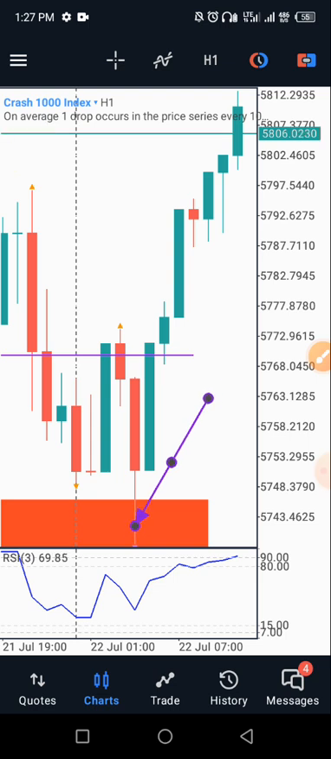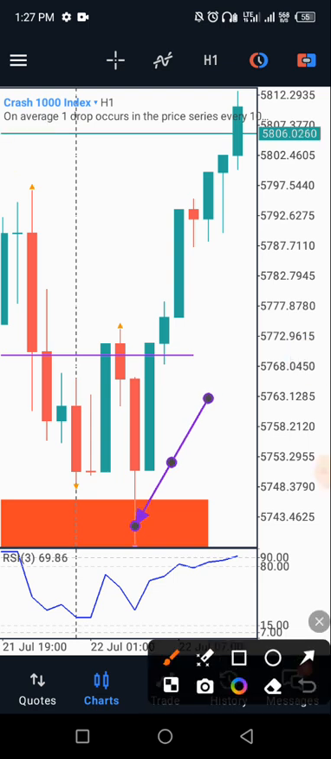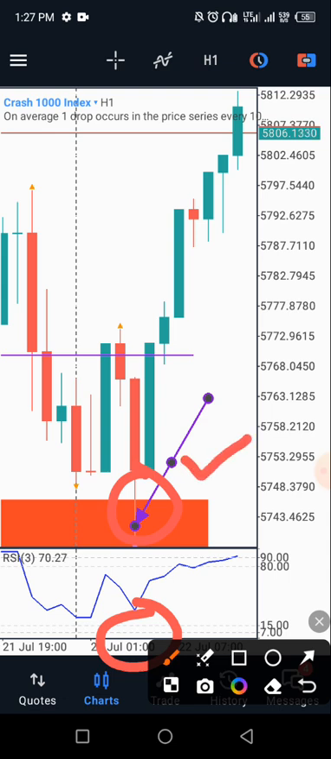If you see, we actually missed our entry around 1 a.m. today, because obviously it was in the early hours of the day. We actually spotted this particular entry, but we were not able to take it because we were not watching the market at that particular time.